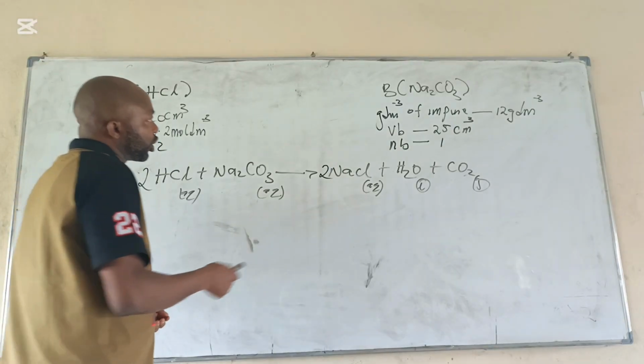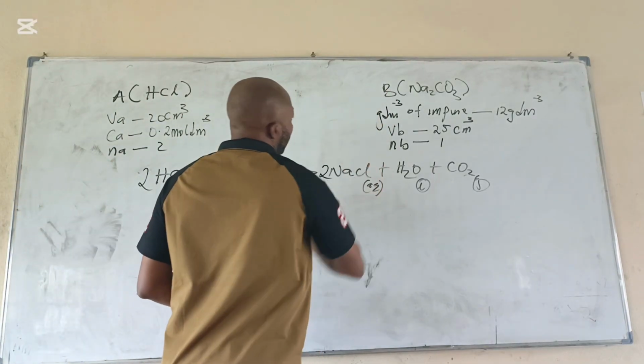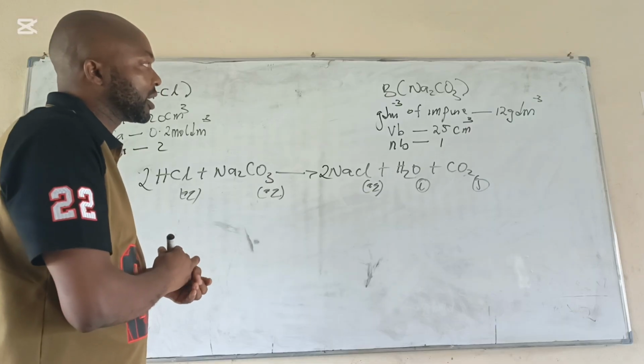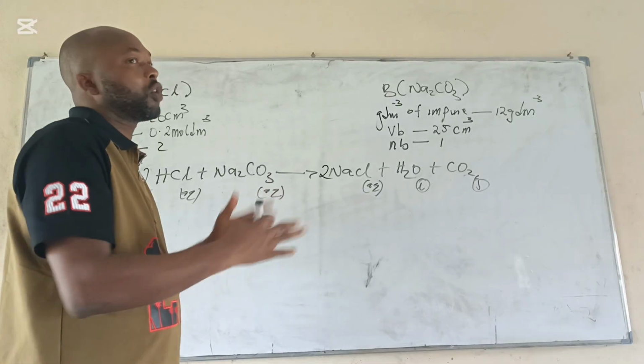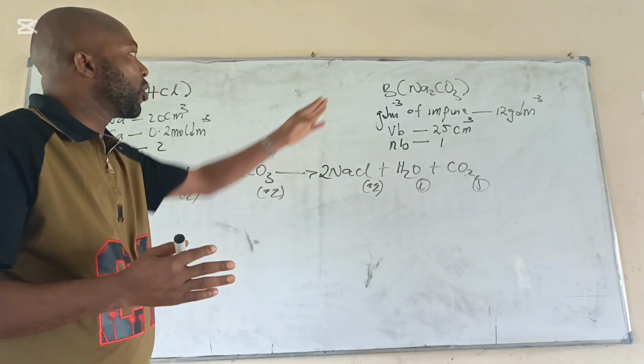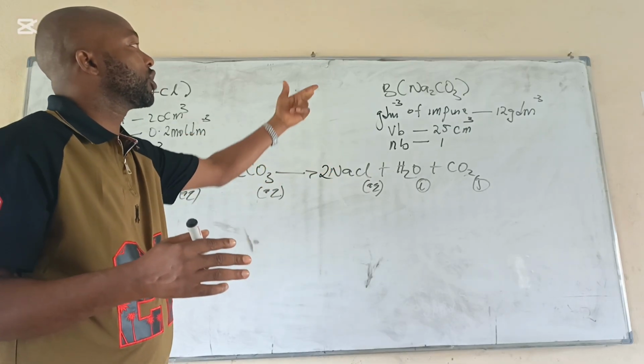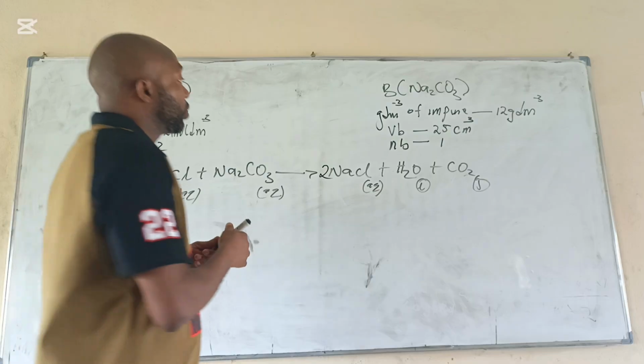Now, we want to get the mass concentration of the pure sodium trioxocarbonate IV. Now, how do we do that? For us to do that, remember the formulas. Mass concentration is molar concentration times relative molecular mass. And the molar concentration of the base is not given, which means then we have to calculate the molar concentration of the base first before we can proceed to do any other thing.